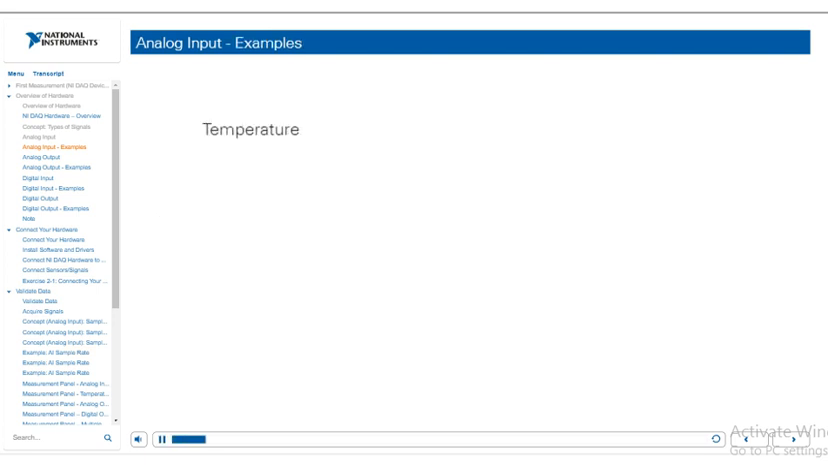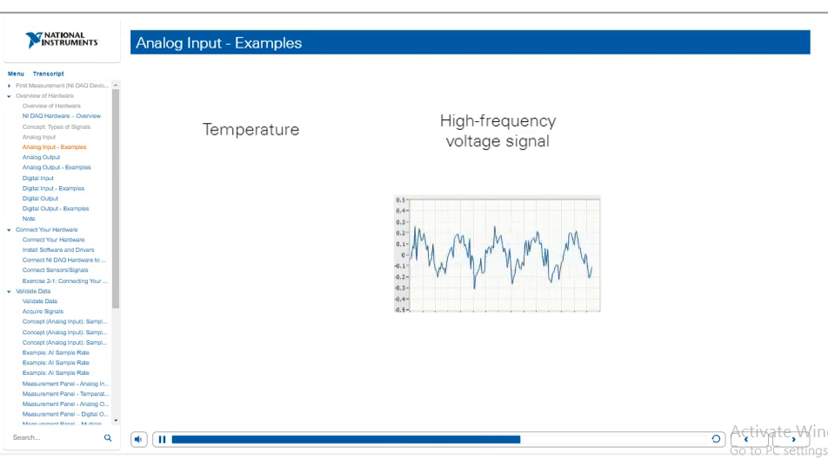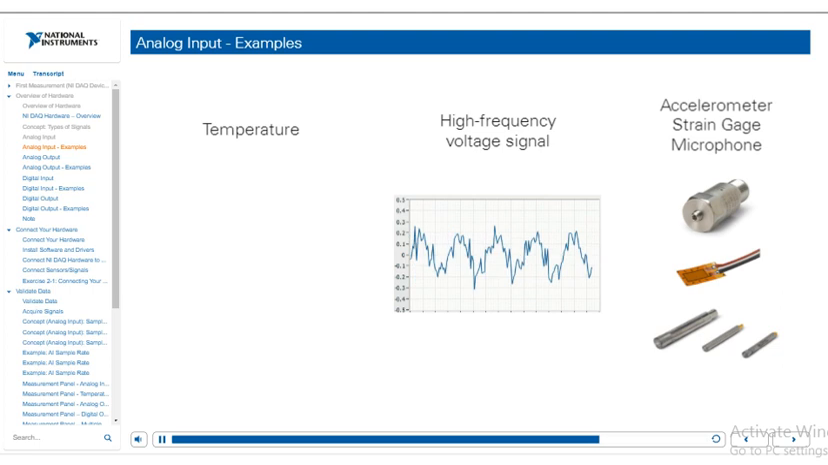Let's take a look at some examples of analog input. This analog input example acquires a value from a thermocouple sensor at a relatively slow rate of 2 samples per second. This analog input example acquires a high-frequency voltage signal at a much faster rate of 1,000 samples per second. Other analog input examples include acquiring signals from accelerometer sensors, strain gauge sensors, microphones, current signals, and more.